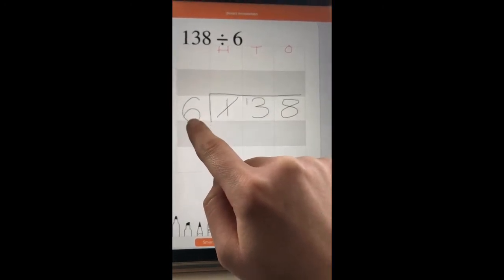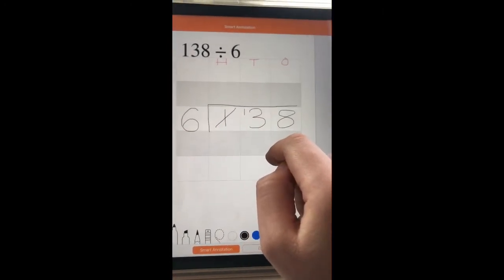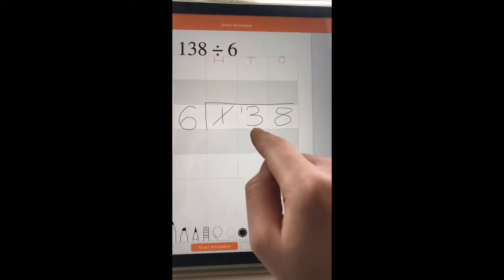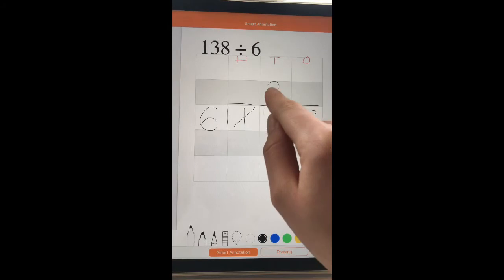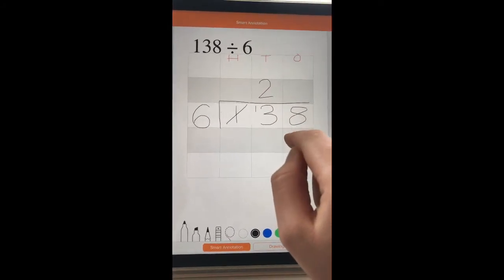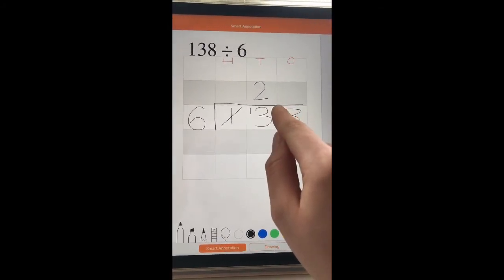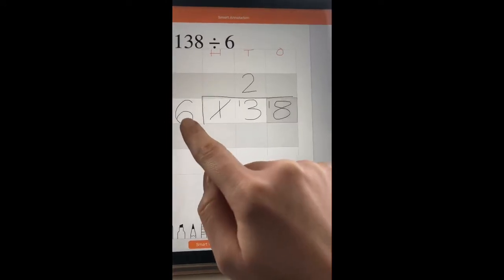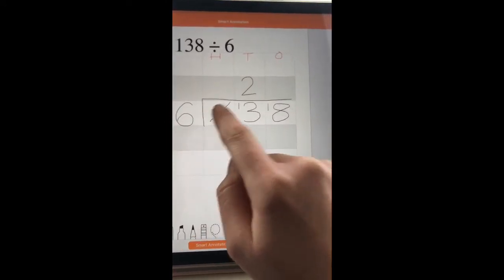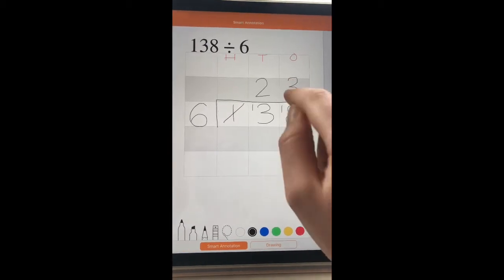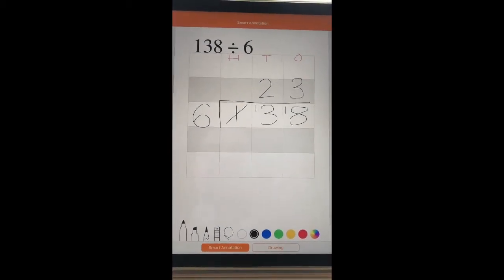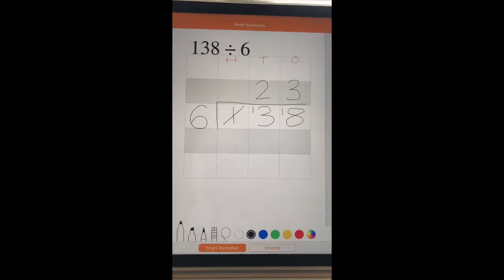So we say to ourselves, how many lots of 6 now go into 13? 2 lots of 6 would be 12. 2 lots go in, and then there's 1 remainder. We pop that remainder over here, and then I say to myself, how many 6s go into 18? And that is 3, so I put that above. So 138 divided by 6 is 23.